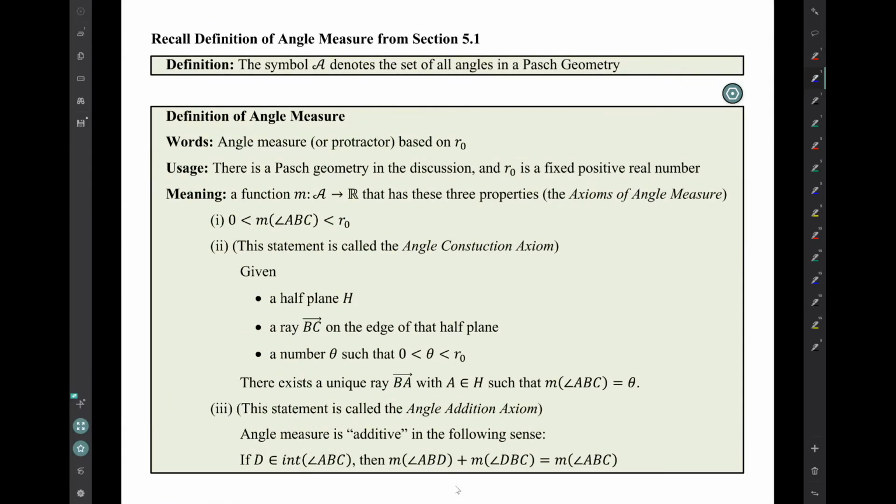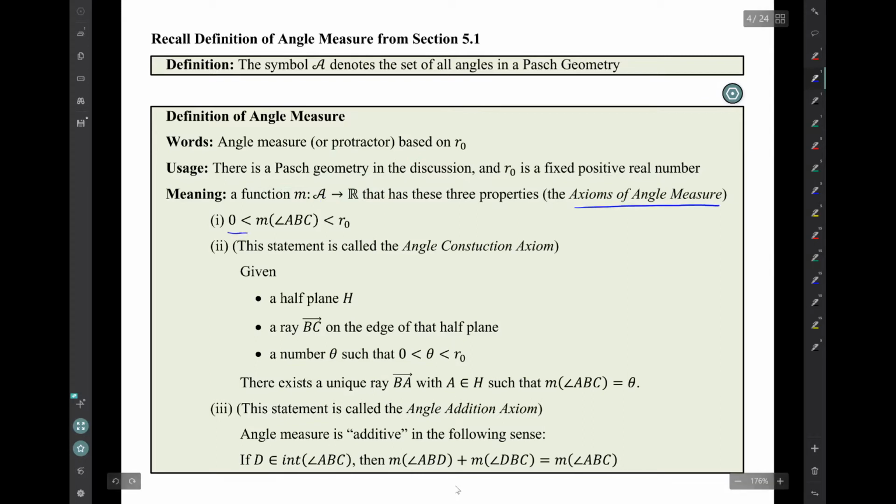Now recall the definition of angle measure from section 3.1 to say that we have an angle measure based on R0 means that we have a past geometry and R0 is a fixed positive number, and it means that we have a function called m that eats as input angles and spits out as output real numbers and that function satisfies these three properties that are called the axioms of angle measure.